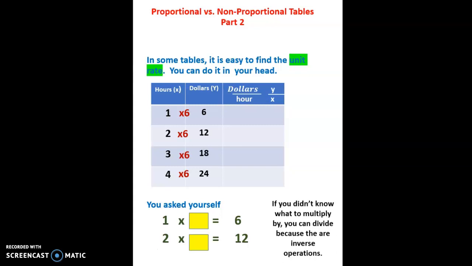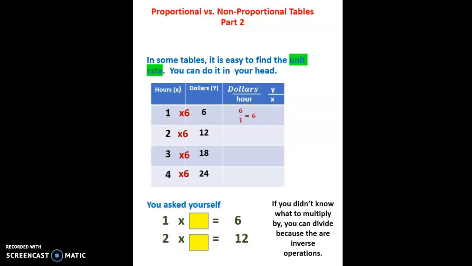If you didn't know what to multiply by, you can divide because they're inverse operations. So remember that 2 times 6 is 12, but 12 divided by 6 equals 2. Or the other fact would be 12 divided by 2 equals 6. So multiplication and division are inverse operations, opposite operations. I know that this one is easy and you can do it in your head. But if you couldn't, you could always use the y over x.